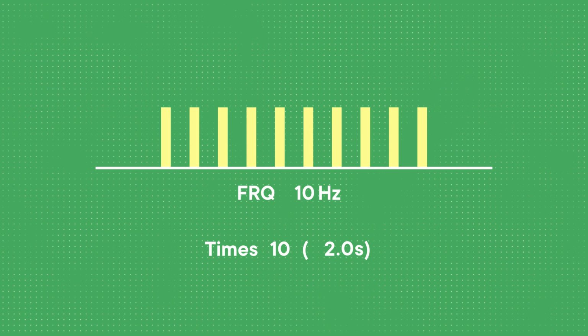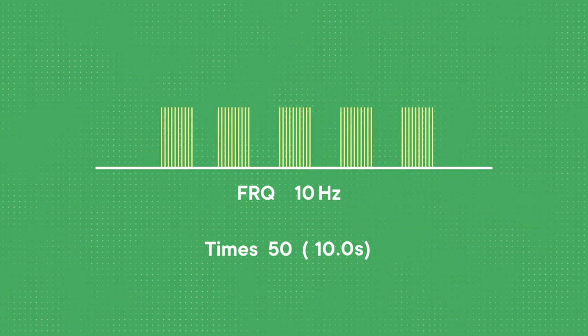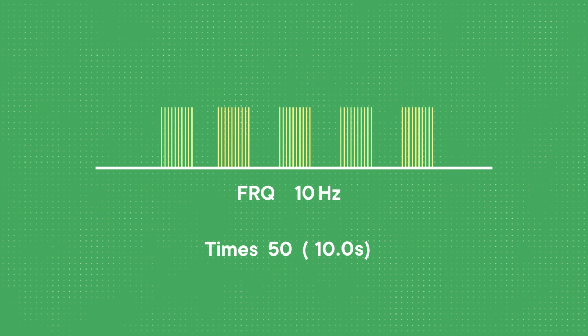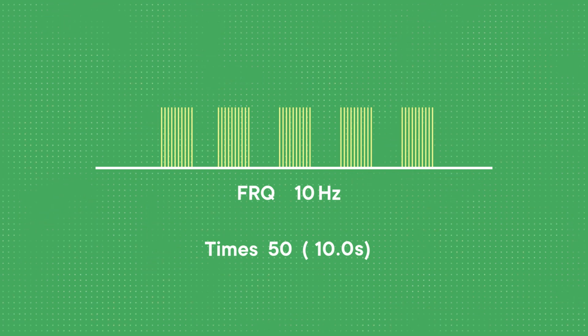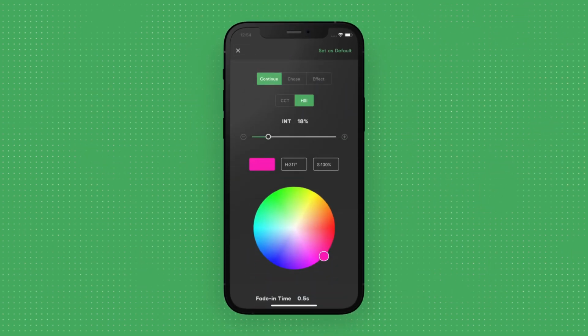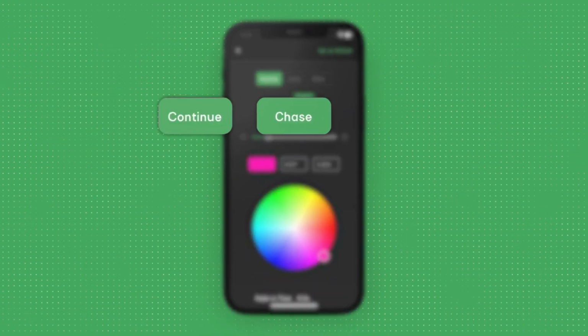Adjusting the time setting will control how many flashes will occur. Next to the number of times, you will see an estimate for the length of the flash node's effect, which will reflect the frequency you have chosen. The Continuous Light Effects menu has even more options, including Continue, Chase, and Effect.